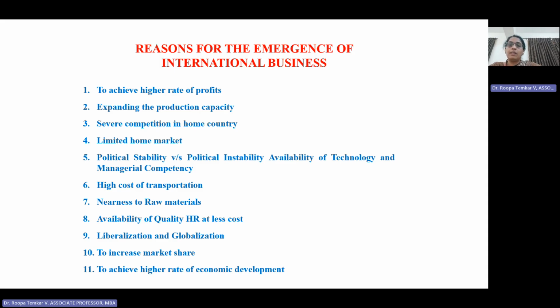The reasons include to achieve a higher rate of profits and expanding the production capacity, severe competition in the home country, then limited home market, then political stability versus political instability, availability of technology and managerial competency, then high cost of transportation, nearness to raw materials, then availability of quality HR at less cost, liberalization and globalization, and to increase market share and to achieve a higher rate of profit. So these are the reasons.